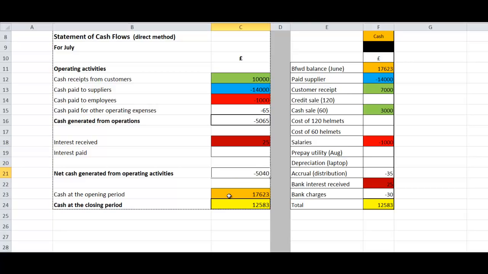And that actually can be checked in your calculations in your assessment next week. If you take 12,583, the difference between that and 1763 is 5040. So our cash has fallen by £5,040 in the month of July.